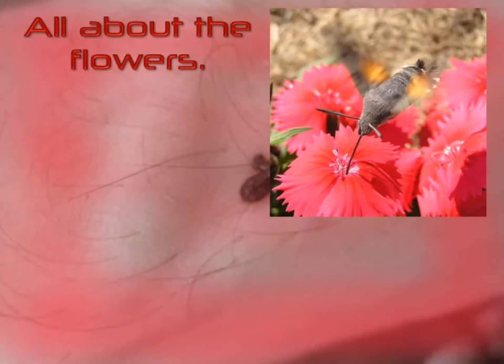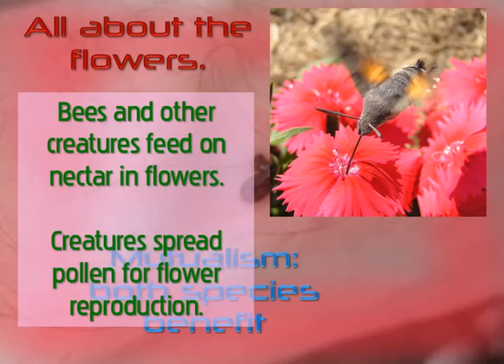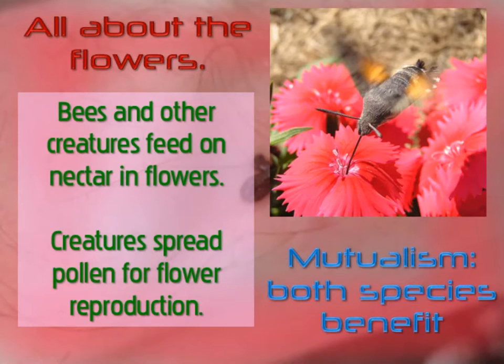Another very famous case of symbiosis is the relationship between bees and other creatures, like this hummingbird moth, and flowers and plants. So they feed on the nectar in the flowers, and as they do so, they pick up pollen that will fertilize other flowers for flower reproduction. And this is a case of mutualism, where both species benefit from the relationship.